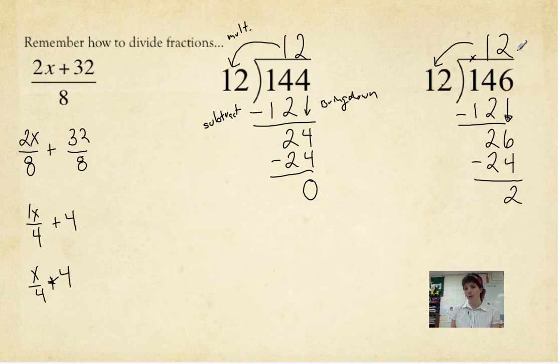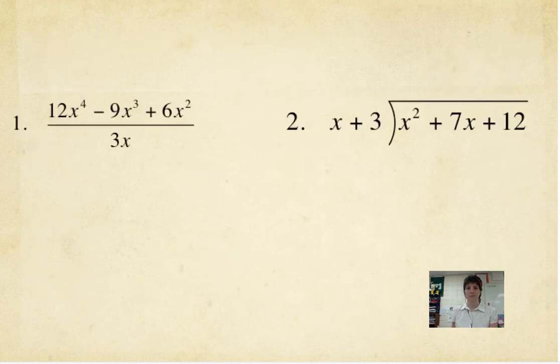So we used to write our answers way back as remainder 2. 2 remainder 2. Or we wrote our answers as a fraction. 12 plus 2 over 12, remainder over divisor. Same thing's going to happen in these problems. Let's start working through some of these new ones.